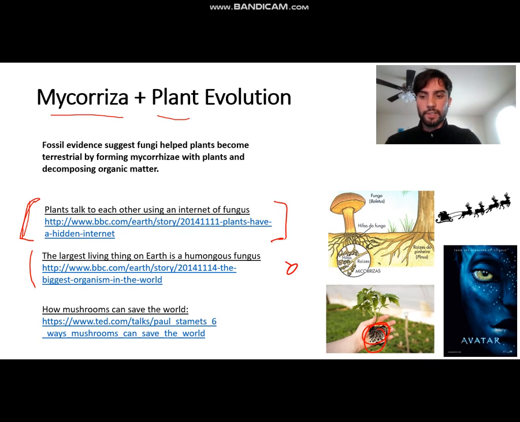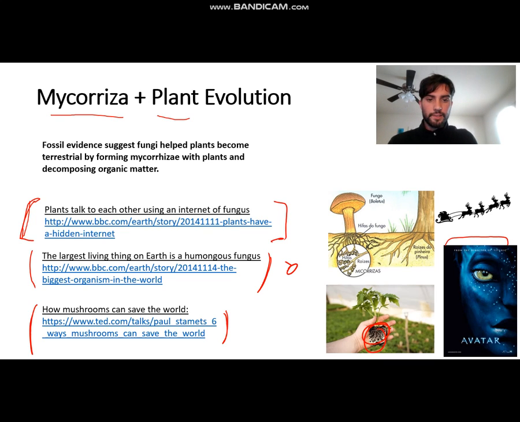And also the largest living thing on Earth is a fungus that basically occupies miles and miles of land as a single organism with a single genome. So like sort of Avatar-like. Yep. And here we have this video of Paul Stamets, who is a renowned mycologist. So if you want to also take a look at that.